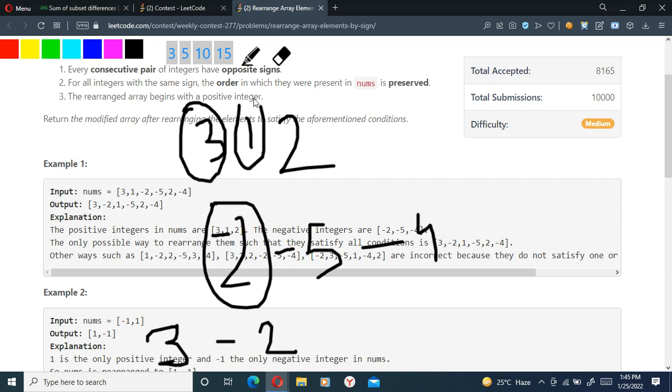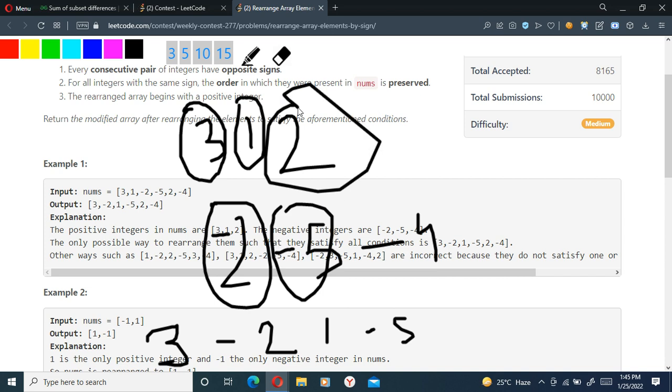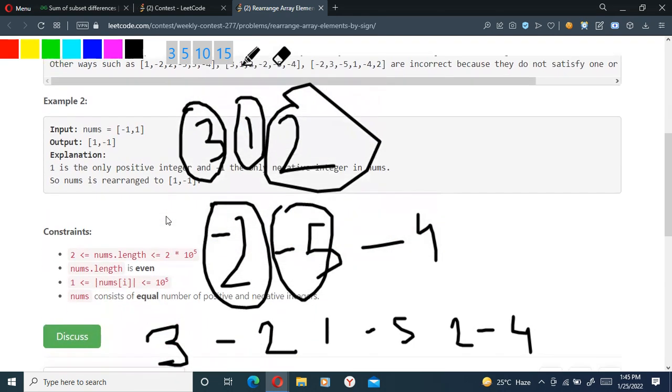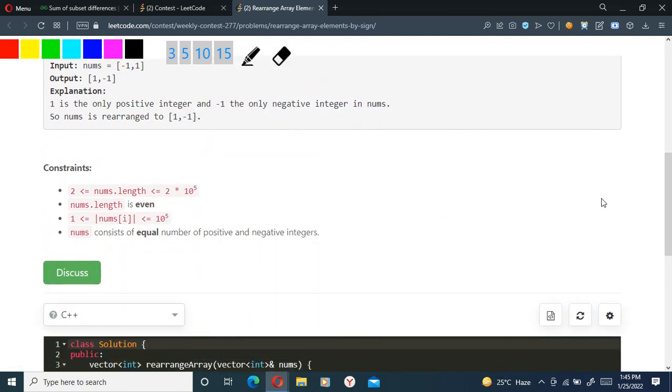So the order is maintained here. Then I pick this guy right here, and -5. Since it is an even length, I do not have to worry about checking if they are forming or not, right? So this is what the answer should be: 3, -2, 1, -5, 2, -4. Okay, this should work.